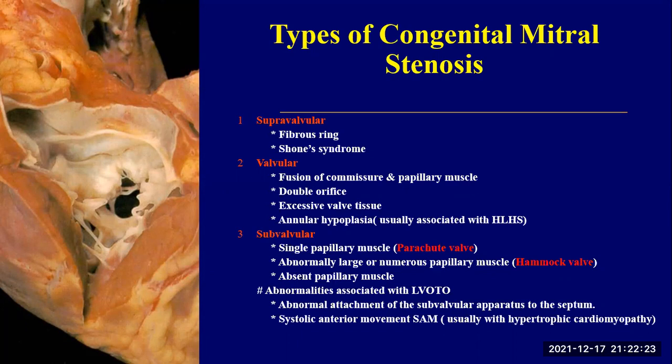And in the subvalvular group, the single papillary muscle, like in parachute mitral valve, the abnormalities of large or numerous papillary muscles in the hammock valve, and the absent papillary muscle. These subvalvular anomalies are associated with other anomalies, and most importantly with LVOT obstruction, like in systolic anterior motion in hypertrophic cardiomyopathy.